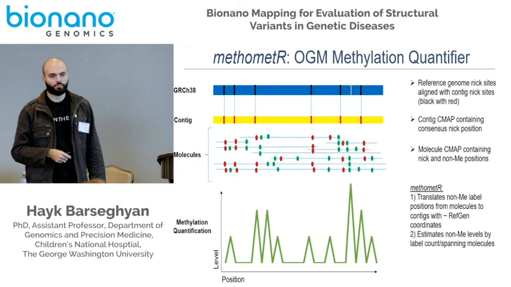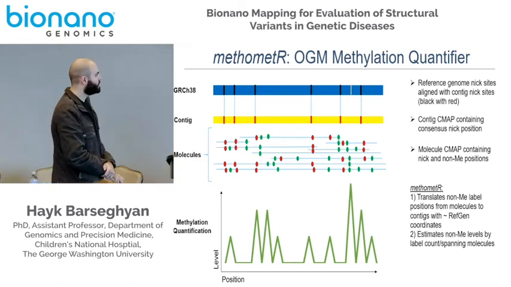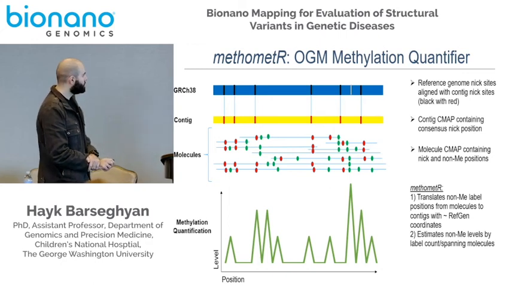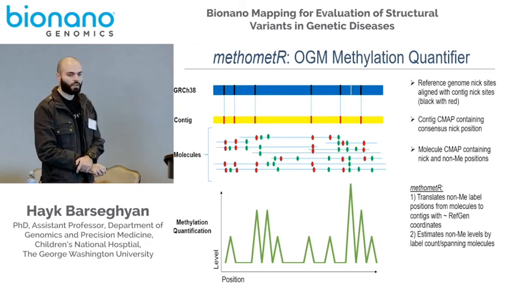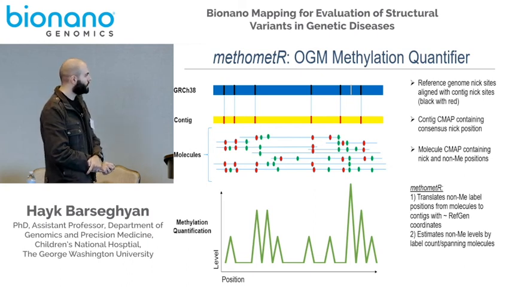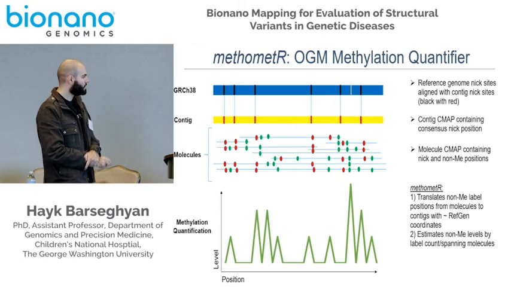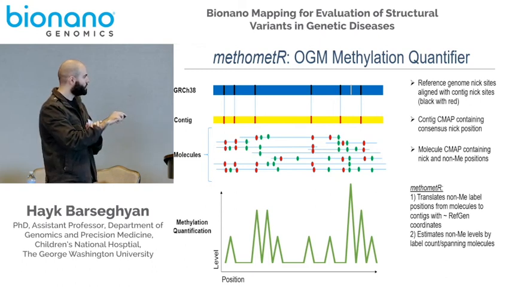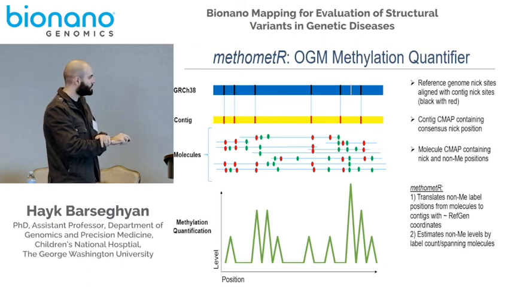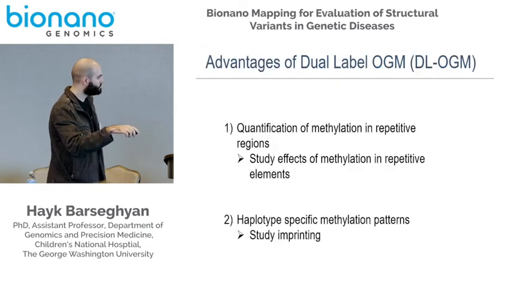Here again, we brought an R package. I don't think it's available yet, but it should be available soon. It takes the contig information that Bionano is assembling, goes back to the molecules, finds where the nicking positions were aligned to the contigs, and quantifies how many green labels are between them. At the end, it spits out this graph that says between this label and this label, we have that many green labels, and quantifies how much non-methylation you're having in that region.